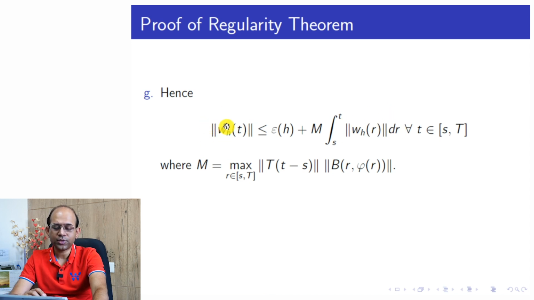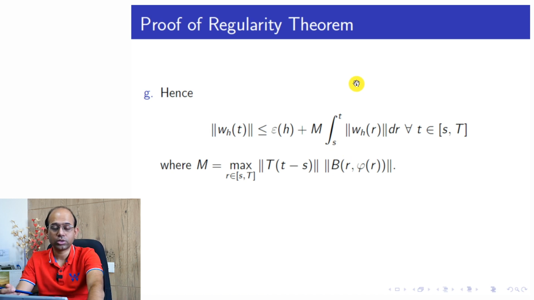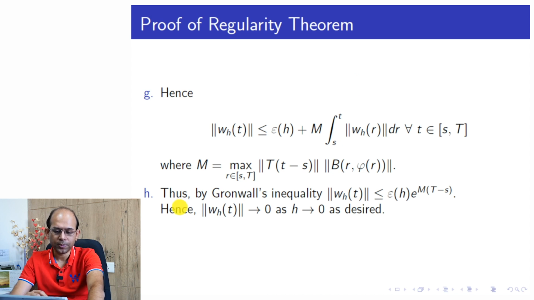Now this is a real valued function of time, because I have taken the norm. This real valued function is satisfying this inequality, where the same thing appears on the right, with r from s to t. So then we can use Gronwall's inequality. Thus, by Gronwall's inequality, the norm of WH(t) is less than or equal to epsilon H times e to the power of this constant M times (capital T minus s).